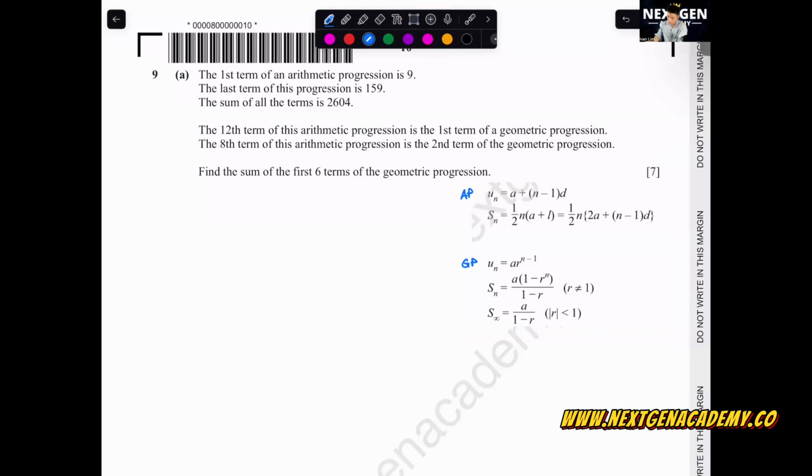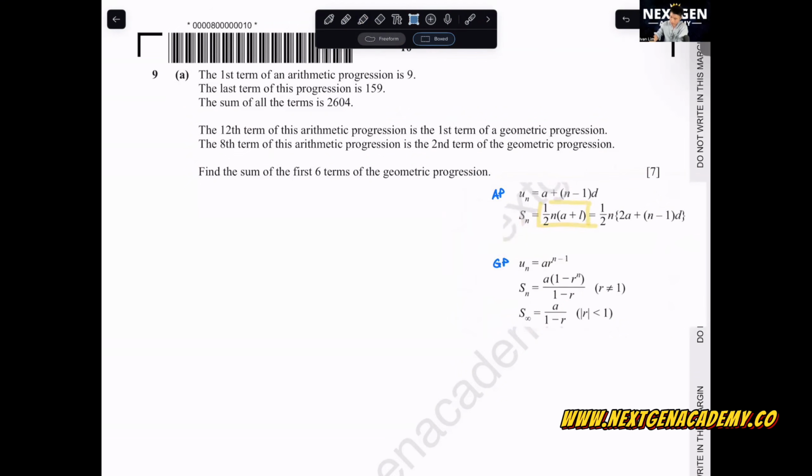Okay, so we look at the first 3 sentences. This is all related to arithmetic. And then they say the last term is equal to 159. Okay, the moment you have the last term, you will need to use this formula, 1 over 2 n (a plus l). Very seldom this one comes out, but yeah, this question it comes out. So we use this, 1 over 2 n (a plus l).